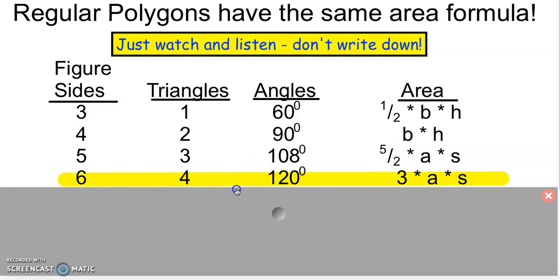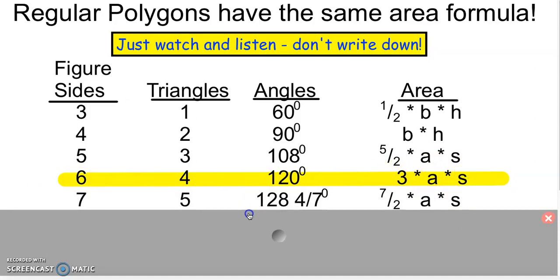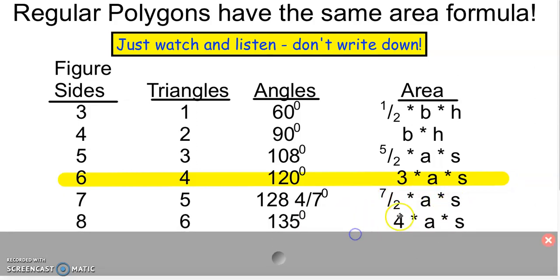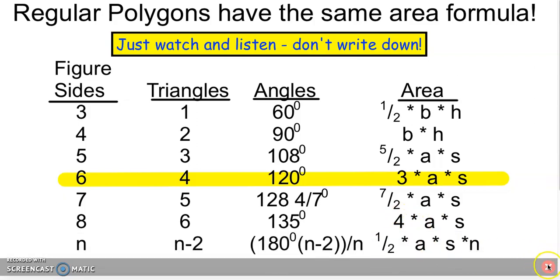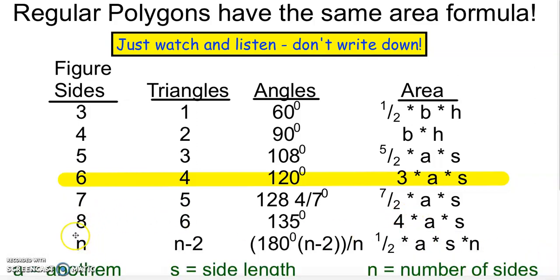If I have a six-sided figure or hexagon, the formula is 3 times this A and times this S. If I have a seven-sided figure, it's 3.5 times A times S. If I have an octagon, it's 4 times A times S. And then for any universal figure, in this case here, I don't know how many sides it's got, it's going to be 1/2 times A times S times N. And it's like, wow, that's funky.